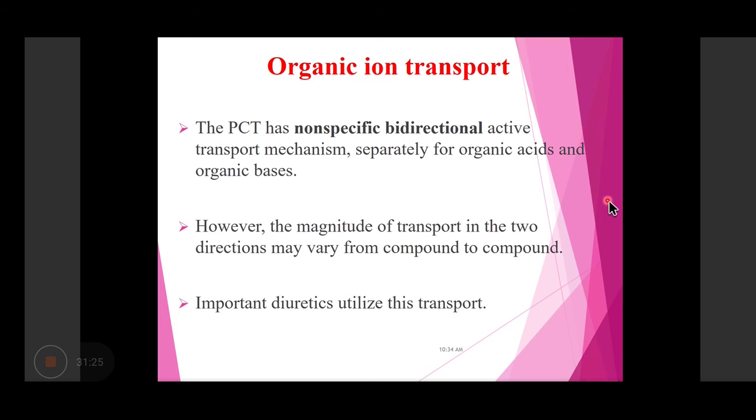Another important aspect is the organic anion and organic cation transport. The PCT has a non-specific bidirectional active transport mechanism. Non-specific because any organic acid, organic base, can come through this, so it is not very specific. And bidirectional because both reabsorption and secretion can occur through these transporters.